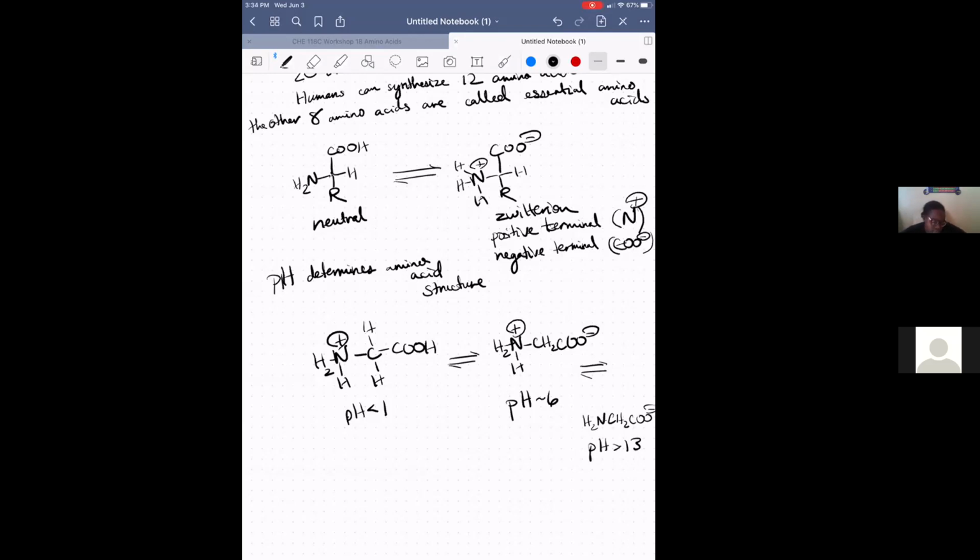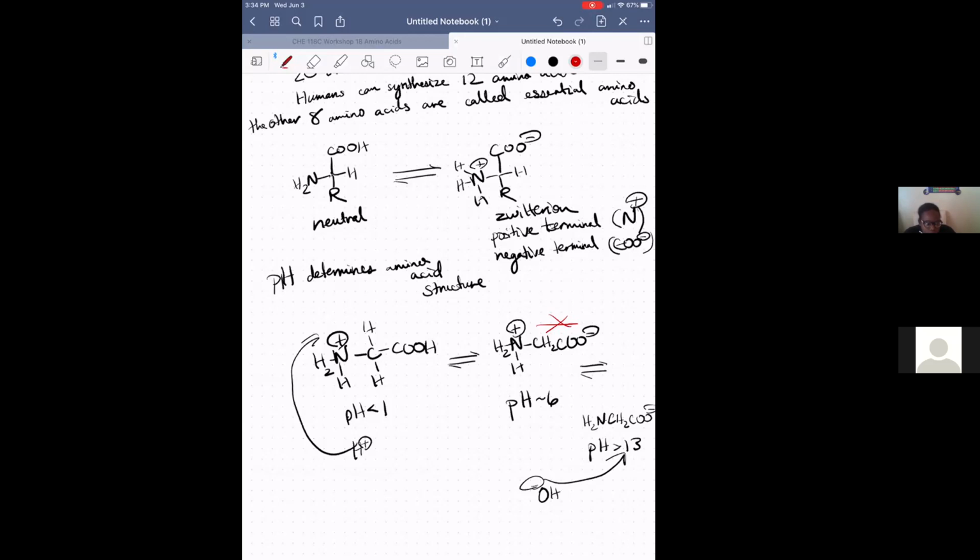The way that I like to think about it is that our protons, H plus, are positive. Our base, OH minus, is negative. So that's how I remember our pHs. And when we want our neutral molecule, we can imagine that our positive and negative charges cancel each other out on the Zwitter ion. All right, any questions about that?